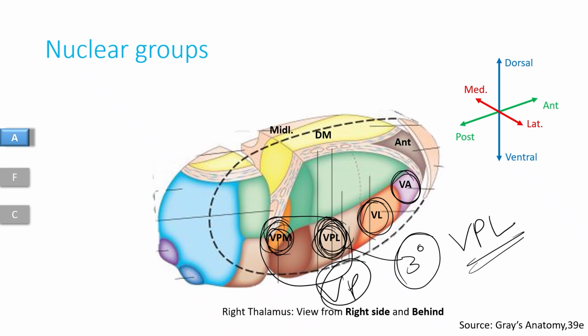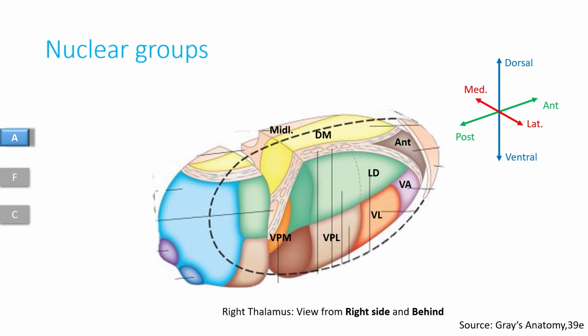Okay, and VPM is important because it is conveying the trigeminothalamic tract. Okay, the trigeminothalamic tract will be reaching here. So the head and neck sensory input is all processed in VPM. Okay, so that's why these ventral tiers are very important in your physiology.